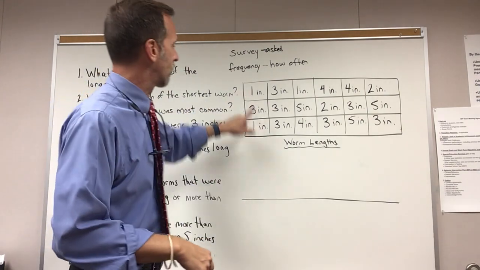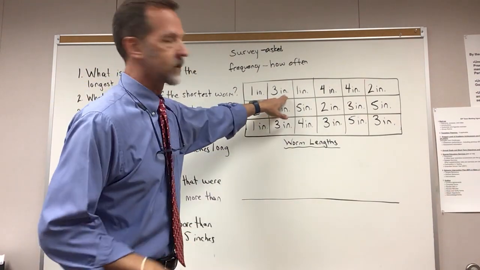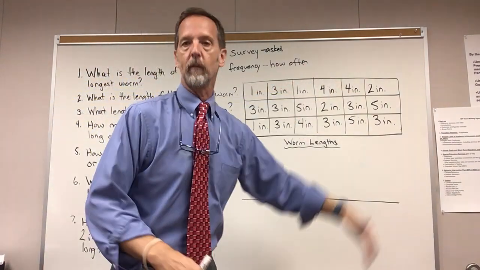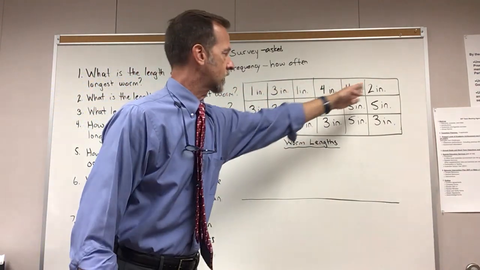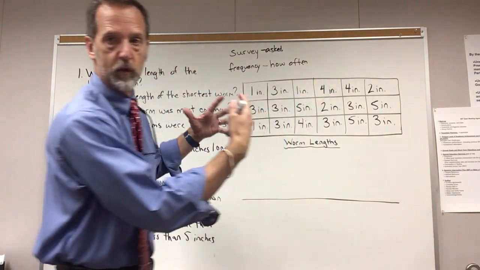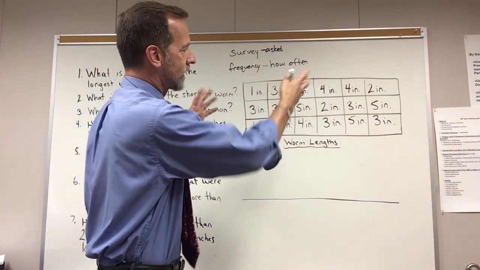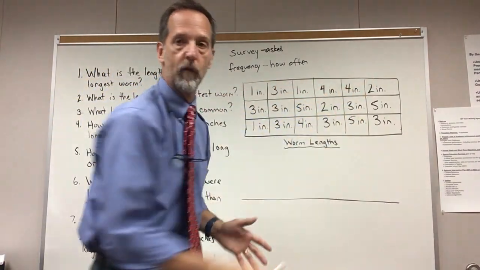The first worm I found was a 1-inch long worm. The next worm I found was a 3-inch long worm. And I kept going. Every worm I found, I marked down the length of the worm. And so here are the results of what I had in my garden. Now, it's kind of hard to look at this and make any sense of it because they're all different sizes and they're all over the place.